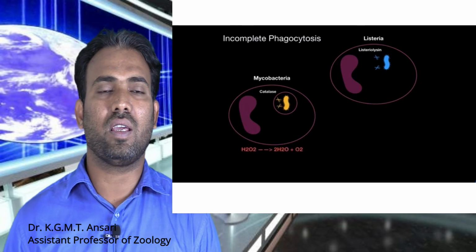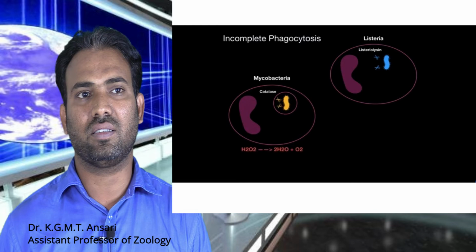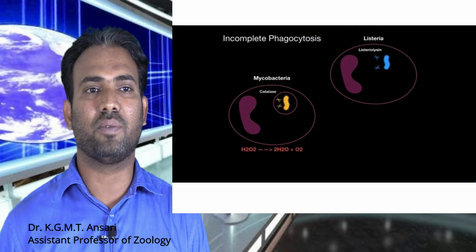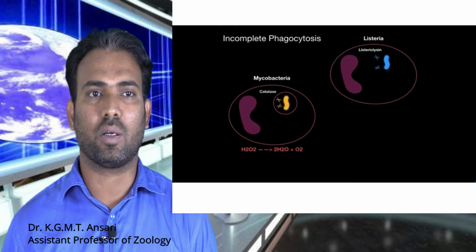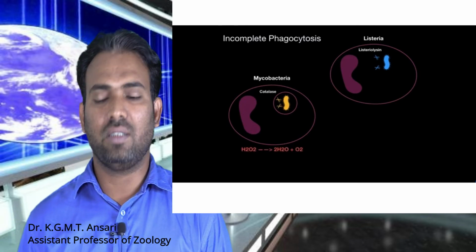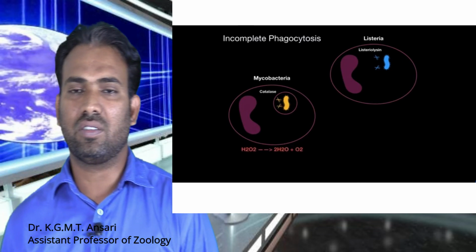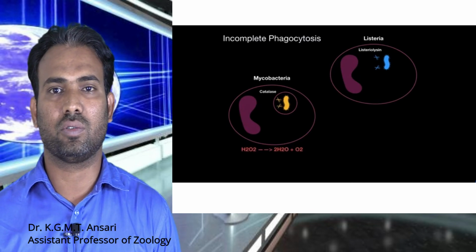So in this way, if this type of bacteria or microorganisms work like this, then the phagocytosis is not completed until steps 3, 4, 5 are completed. So it is going to be incomplete phagocytosis. So in this regard, we have come across phagocytosis as well as some examples of incomplete phagocytosis.